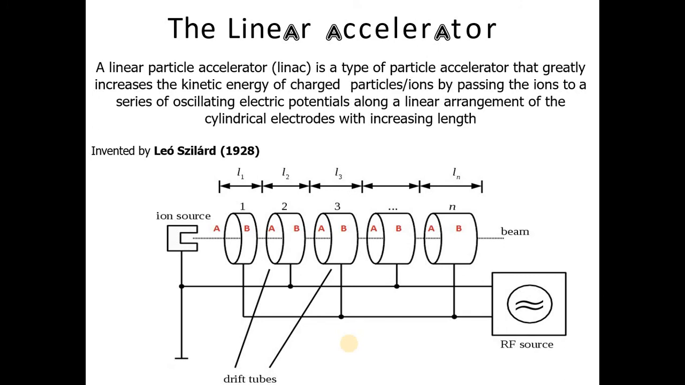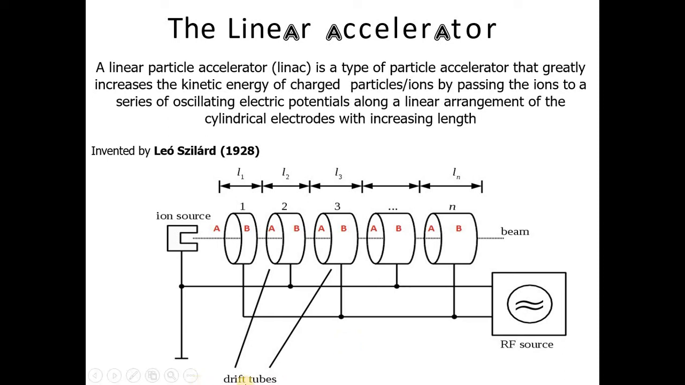Let's talk about the linear accelerator. A linear particle accelerator is a type of particle accelerator that greatly increases the kinetic energy of charged particles or ions by passing the ions through a series of oscillating electric potentials along a linear arrangement of cylindrical electrodes with increasing length, as shown in the figure. This was invented by Leo Szilard in 1928.